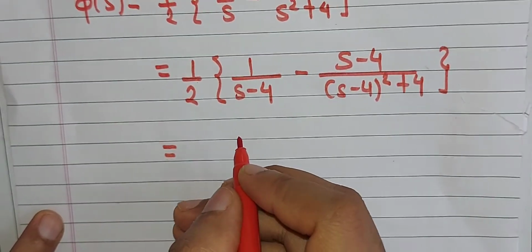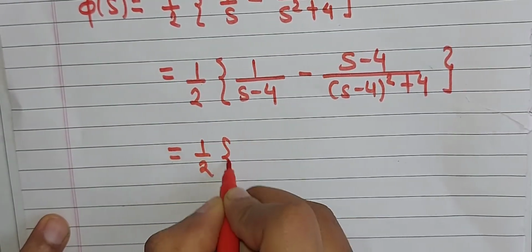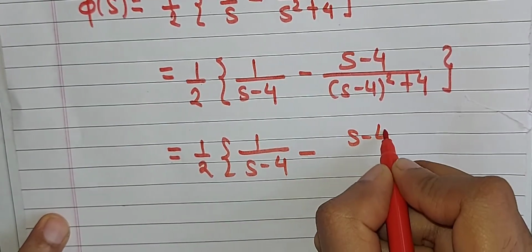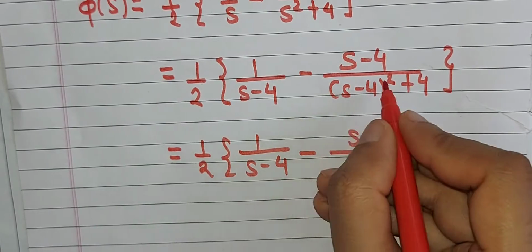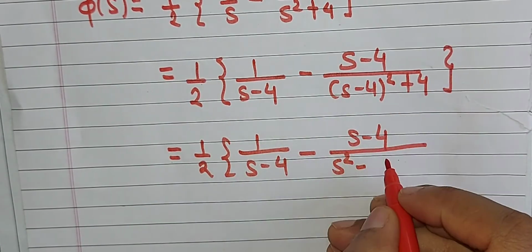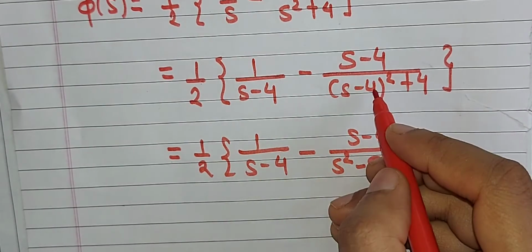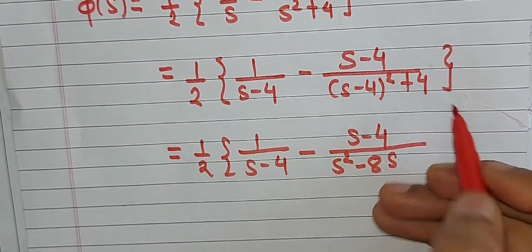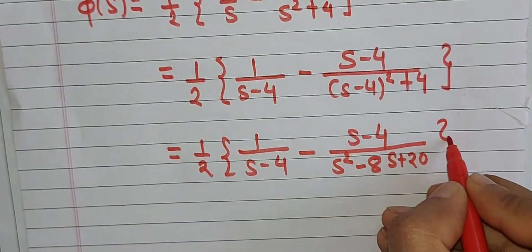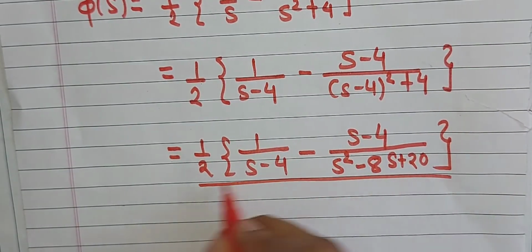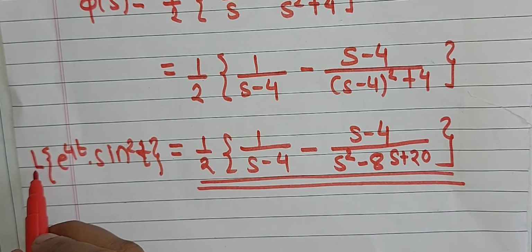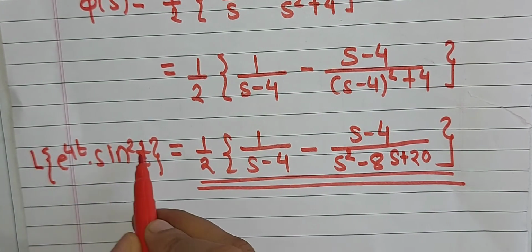Just solve this a little bit: 1 by 2 into (1 divided by s minus 4, minus (s minus 4) divided by the expanded denominator). The denominator gives s square minus 8s plus 16, and 16 plus 4 is 20. So we have calculated this value. So this is the answer. Hence we have obtained the value of the Laplace transformation of e raised to 4t into sin square t.